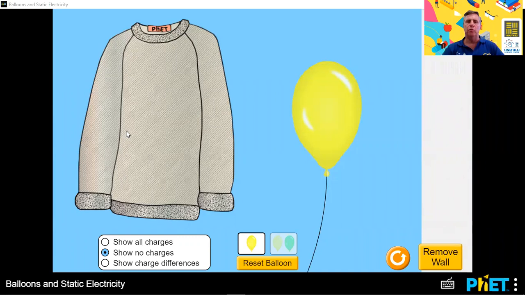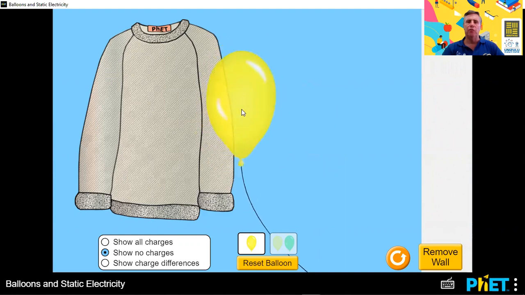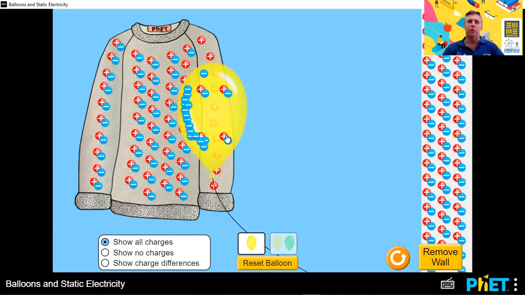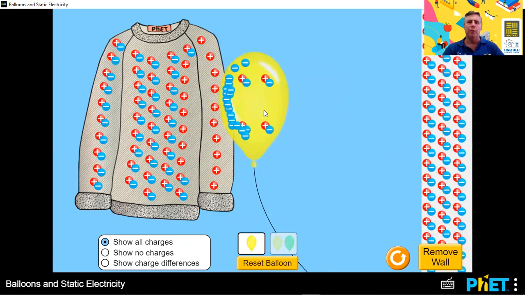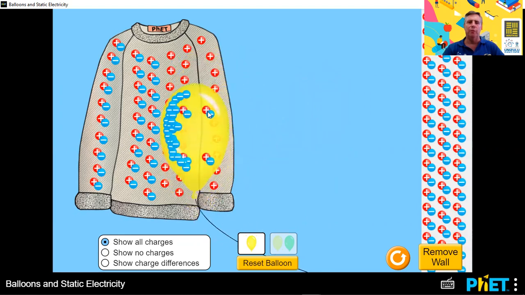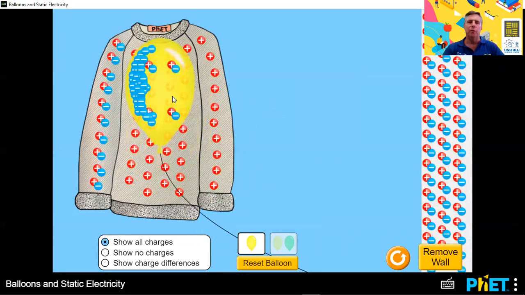Another experience I'm sure you've all had is that if you take a balloon and rub it on something like a jersey, it becomes charged and then it will stick to the jersey. It will also stick to the wall on the other side. Now let's try to get an idea of what's happening here. And we can ask PhET to show us all the charges. We see that the balloon has acquired a negative charge, and the jersey's become positive because you can see that electrons are being rubbed from the jersey onto the balloon.